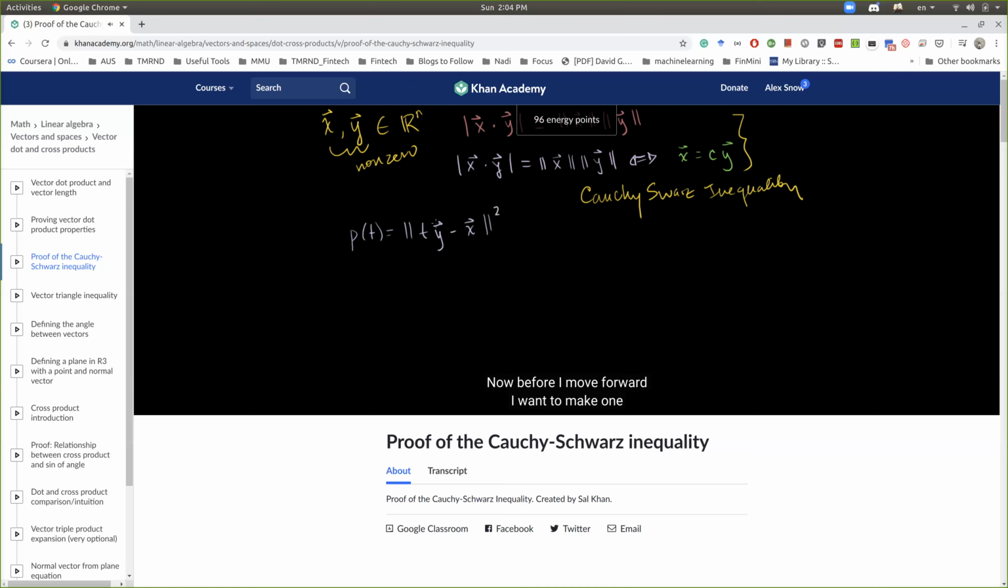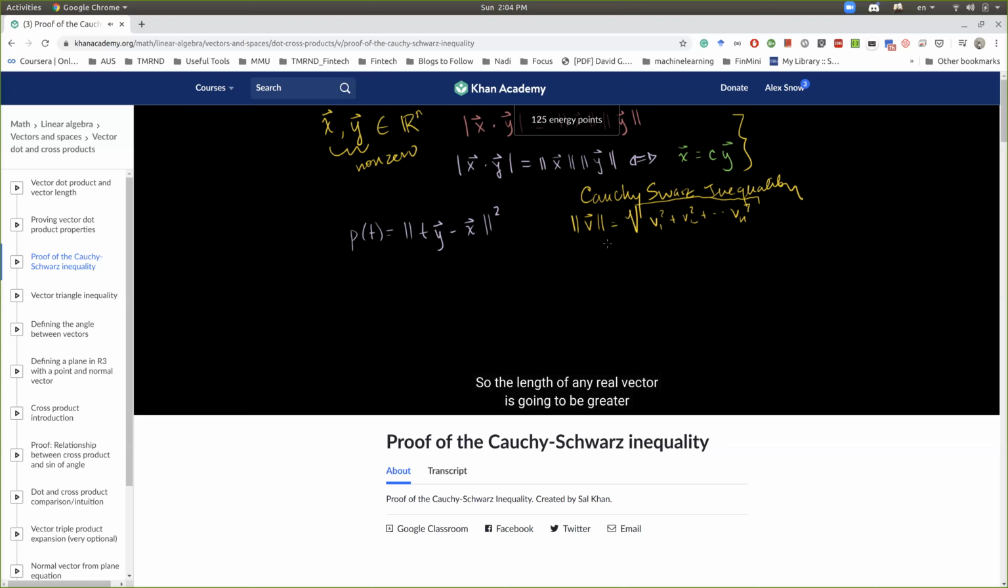Now, before I move forward, I want to make one little point here. If I take the length of any real vector, let's say I take the length of some vector v, I want you to accept that this is going to be at least greater than or equal to 0, because this is just going to be each of its terms squared, v2 squared all the way to vn squared. All of these are real numbers. When you square a real number, you get something greater than or equal to 0. Then you sum them up, you're going to have something greater than or equal to 0. And you take the square root of it, the principal, positive square root, you're going to have something greater than or equal to 0.